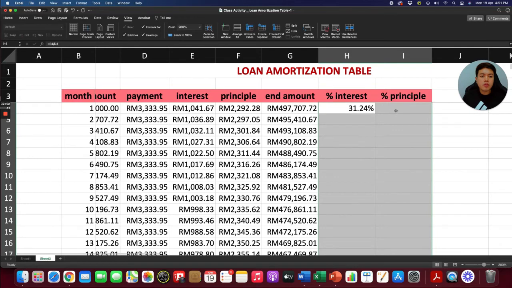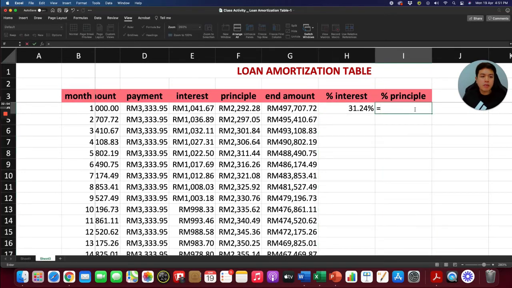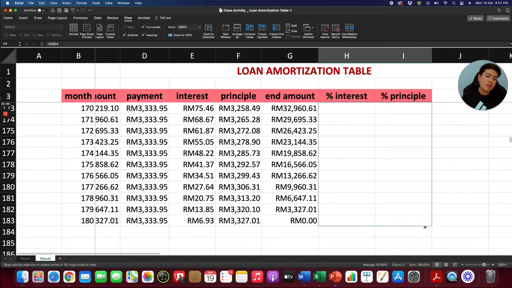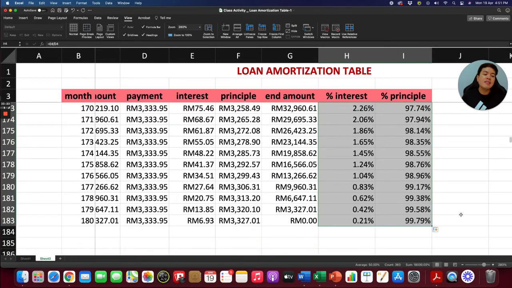So 31.24. And then principal, one more time. This is the principal amount, 2292 divided by the payment, 68. And when you add these two, you should be getting, ta-dang, 100% here at the bottom. Sum 100%, because this is percentage, right? So it should be 100%. What you can do, one more time, is highlight these two cells and then drag until the end. And whenever you add these two, it should be 100%.